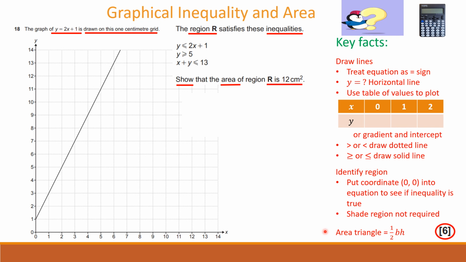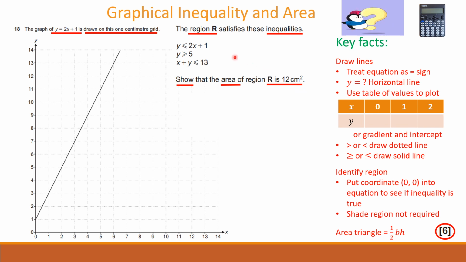Press pause. Have a go at working out the answer and then press play when you're ready to hear the answer. Well done guys, hopefully you've had a good think and been able to draw this out and work out what these 3 lines are doing, identified the region R and then shown that R is 12 centimetres squared.